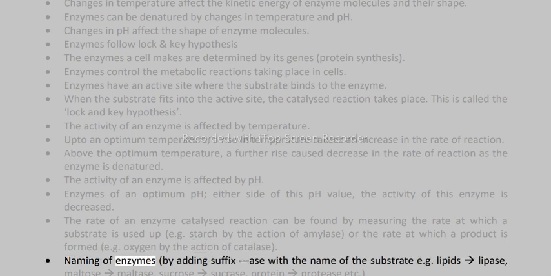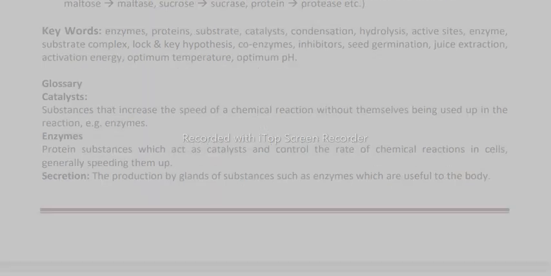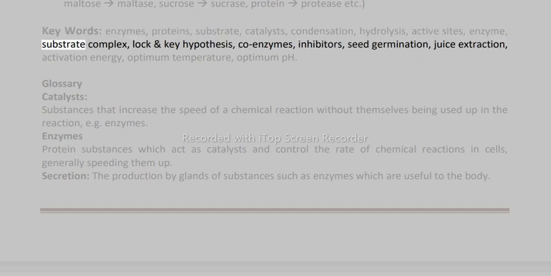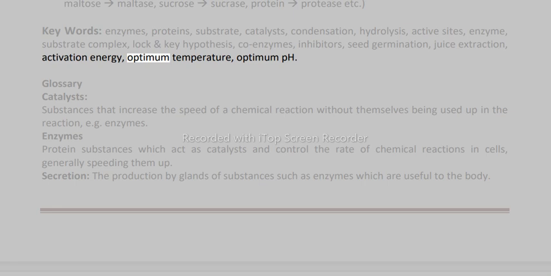Naming of enzymes: by adding the suffix -ase to the name of the substrate, e.g. lipids, lipase; maltose, maltase; sucrose, sucrase; protein, protease, etc. Keywords: enzymes, proteins, substrate, catalysts, condensation, hydrolysis, active sites, enzyme-substrate complex, lock and key hypothesis, coenzymes, inhibitors, seed germination, juice extraction, activation energy, optimum temperature, optimum pH.